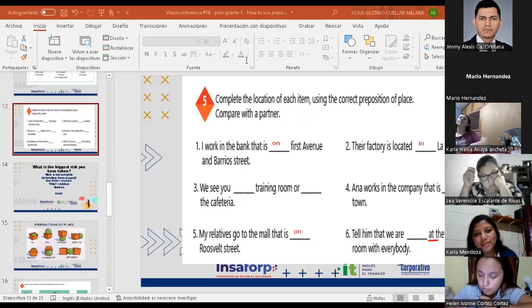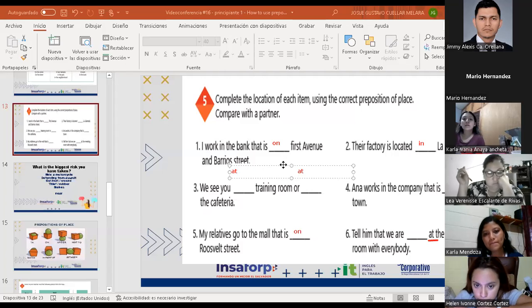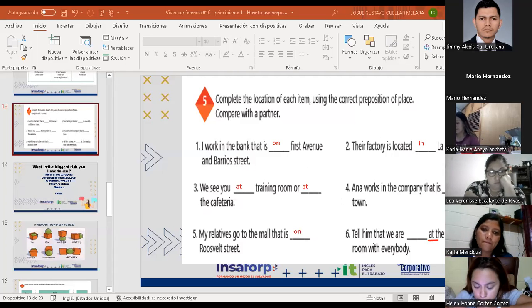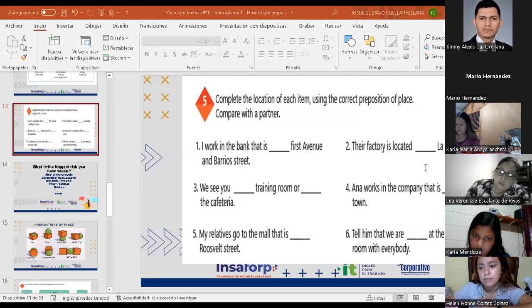Okay, number three. We see you at the training room or at the cafeteria. Yes. Nice. And Leah, number four, please. Anna works in the company that is on town. Aquí sería in town. In town. Okay. Thank you, my friends.